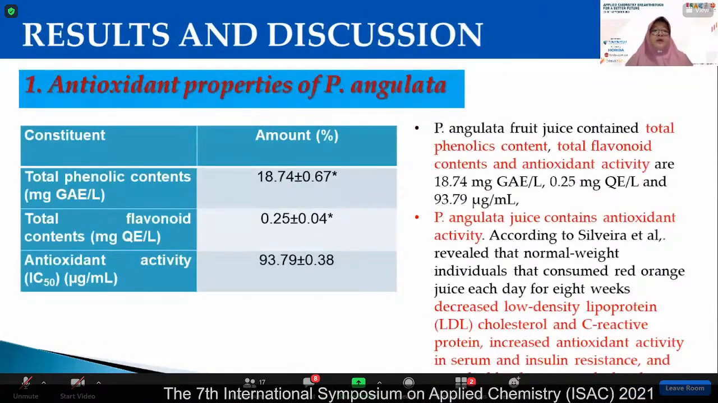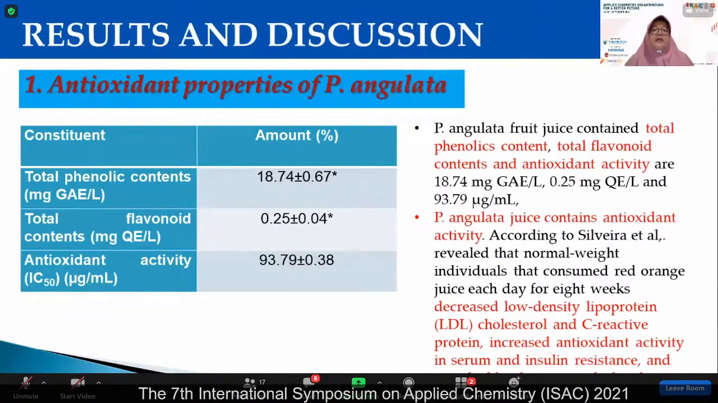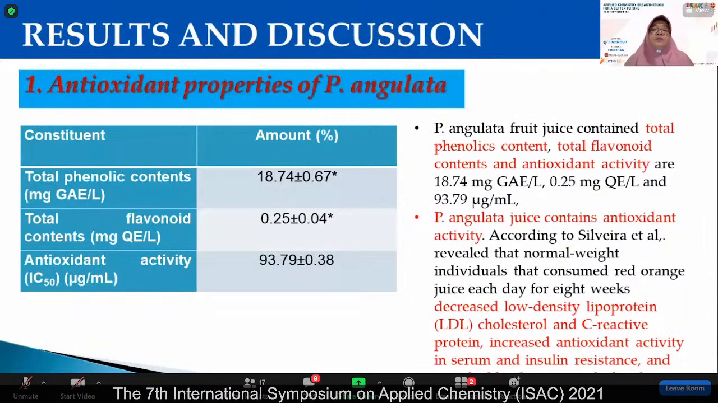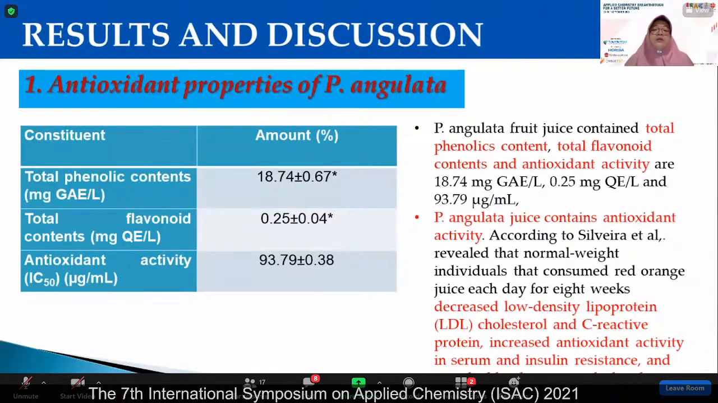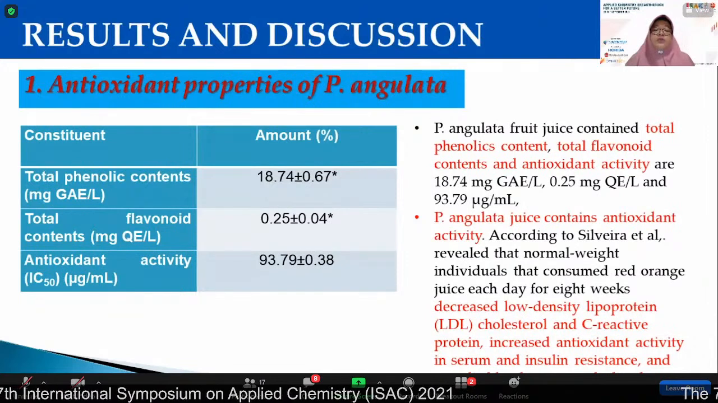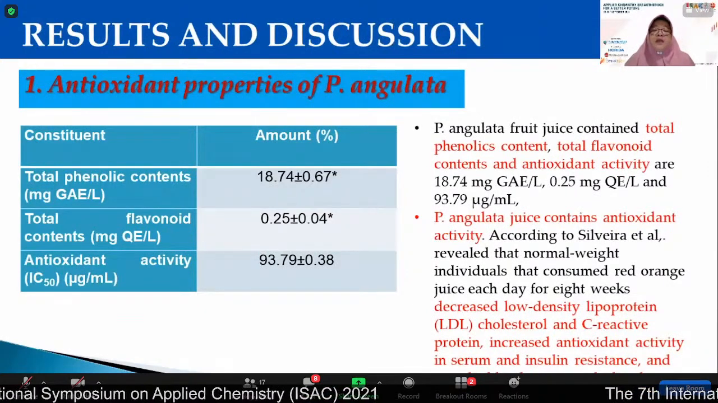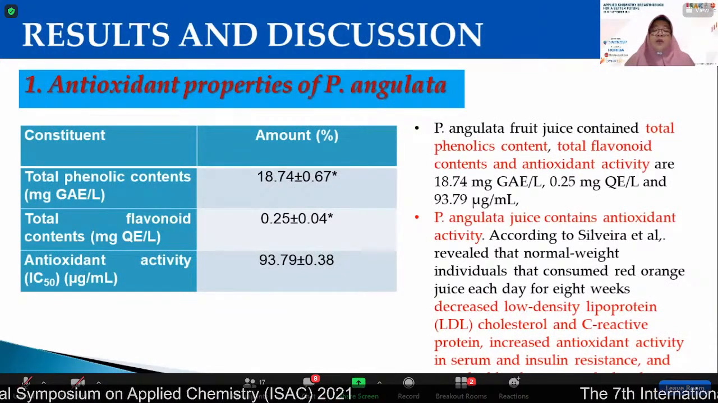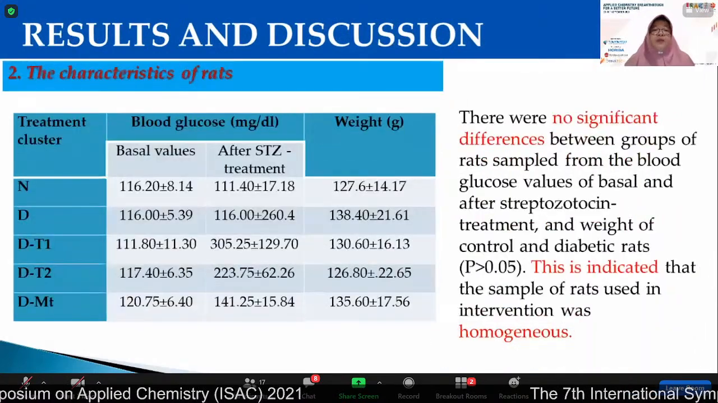Results and discussion. Antioxidant property of Physalis angulata. Physalis angulata fruit juice contains total phenolic content, total flavonoid content, and antioxidant activity. According to Silveira et al., it was revealed that normal weight individuals who consumed red orange juice each day for 8 weeks had decreased low density lipoprotein, cholesterol, and C-reactive protein, increased antioxidant activity in serum, and declines in insulin resistance and systolic blood pressure.